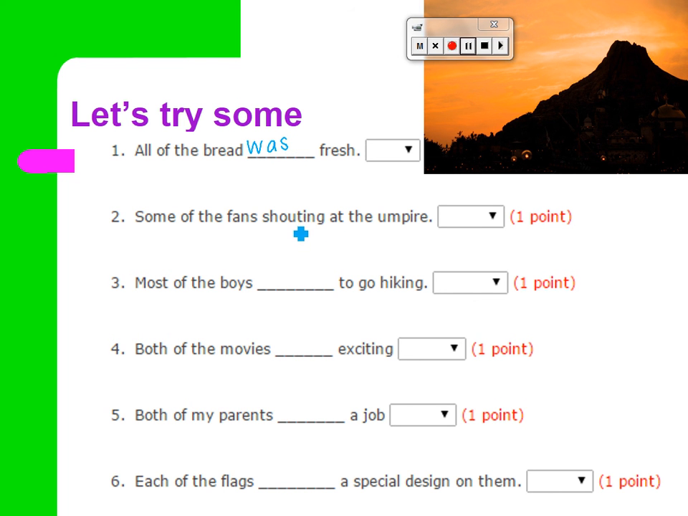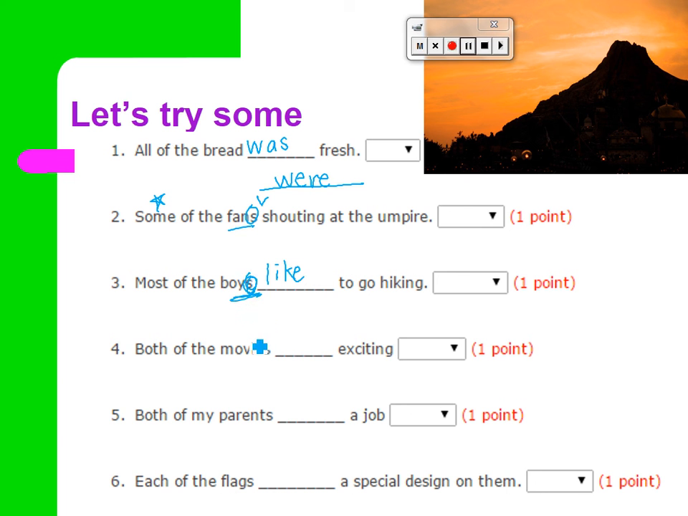Okay, number 2, some of the fans blank shouting at the umpire. I think there's supposed to be a blank right here. So fans is plural, so I have to use were, even though sometimes some can be singular. Okay, number 3, most of the boys blank to go hiking. Like to go hiking. Can't say likes because it's not singular.